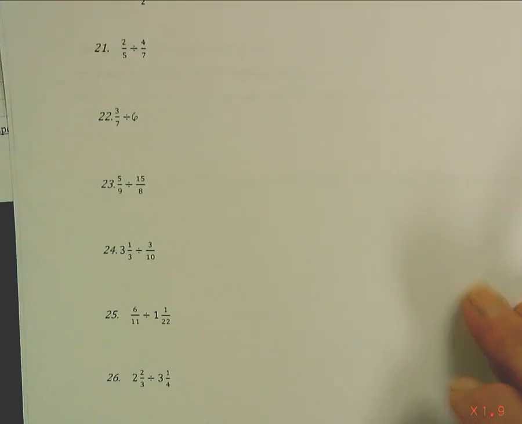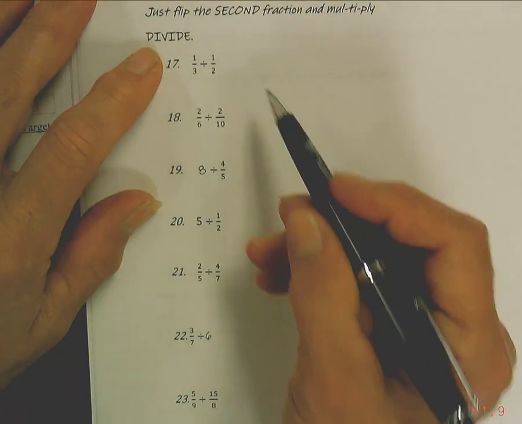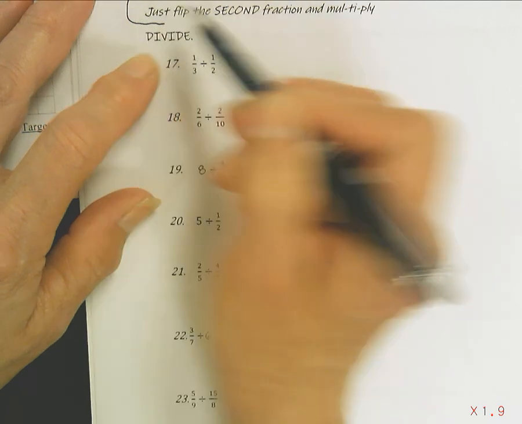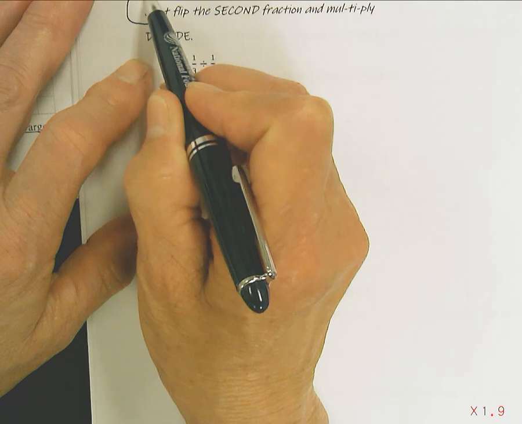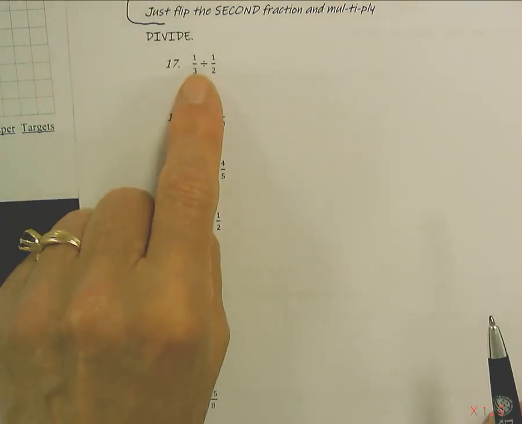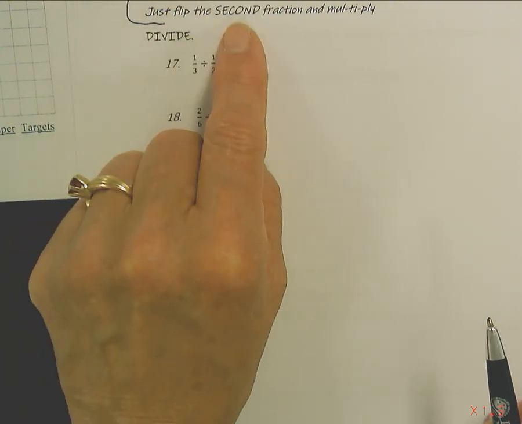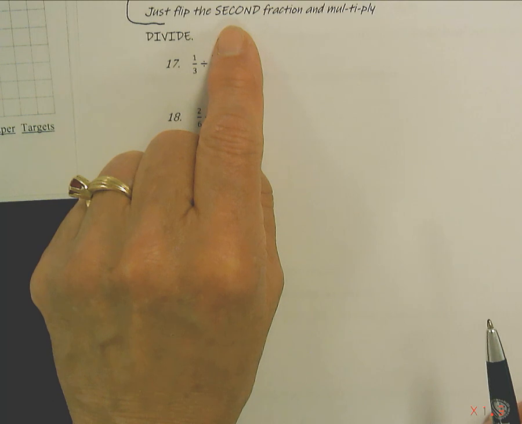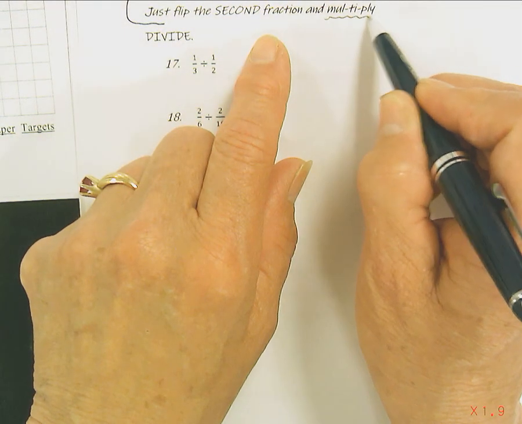You're exactly right. And then we come to the last lesson. Dividing fractions is easy as pie. Just flip the second fraction and multiply. So that tells you the rule. When you're dividing, only when you're dividing, guys. Not when you're multiplying, not when you're adding, not when you're subtracting. If you are dividing, you flip the second fraction. Always the second fraction. And then change it to multiplication.